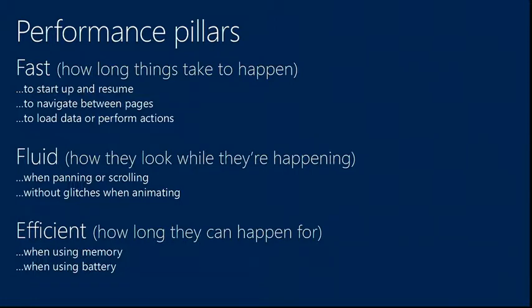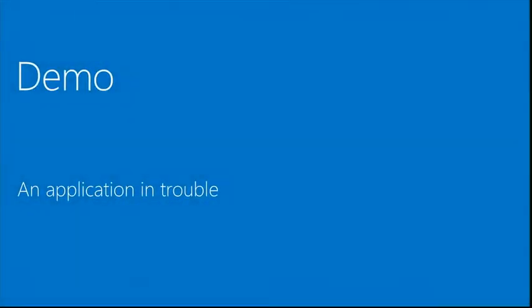Fluid is all about when I'm scrolling around the screen, does the content keep up with my finger? As I move my finger across, does the scroll view happen, or do I see glitches? Do I see little blocks coming up and things that shouldn't be there? It's fluid. And efficient is all about memory usage and battery. Does my app chew up the battery? Does it chew up the memory? So let's just take a look at an app that I've built, and this is a demo app that I'm going to be showing you today and showing lots of pieces as we dig into it.